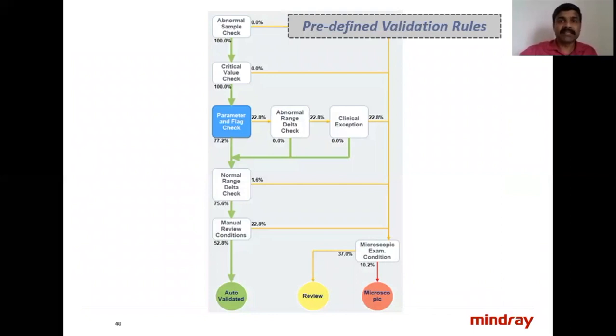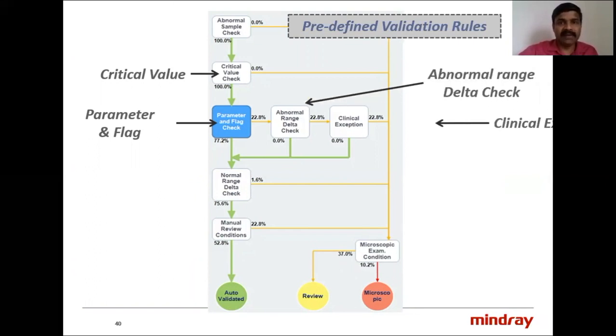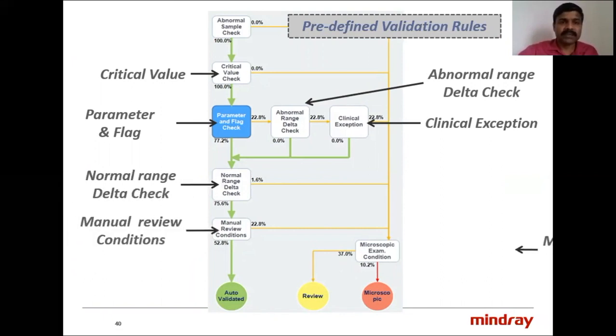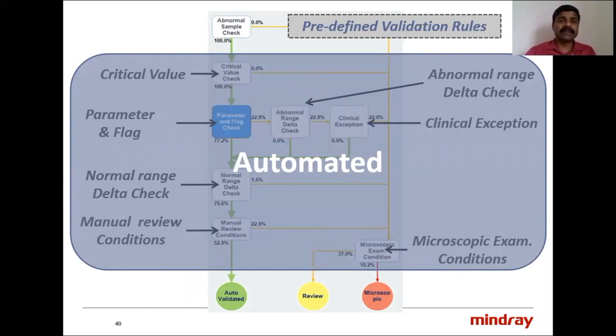You can see, with respect to some predefined validation rules, the instrument can go for automatic validation. If the laboratory has some critical value limits, that can be checked by the software itself. If the customer has some parameter and flag checking facility, they can feed that into the software, and the instrument will automatically check that. If we have delta checks, that is with respect to the previous value, the instrument will check the values. So the technician or the pathologist need not worry about all these procedures. All these procedures can be automated by using this powerful software.